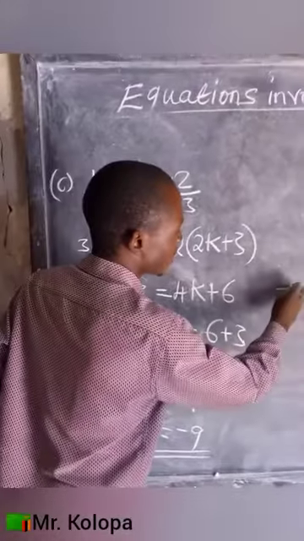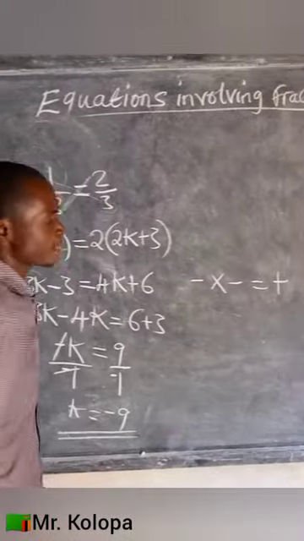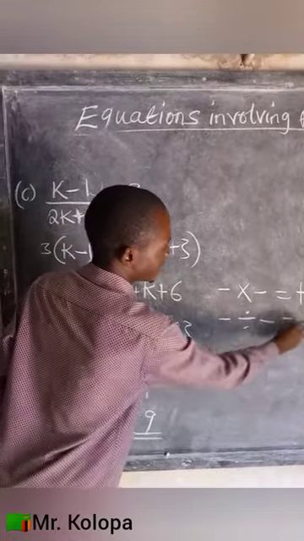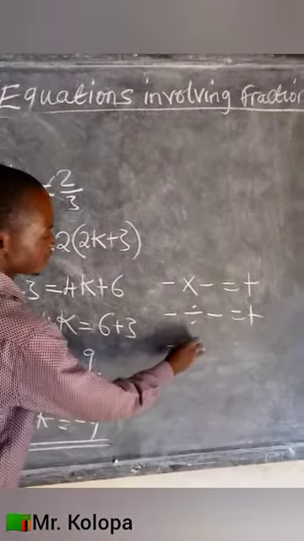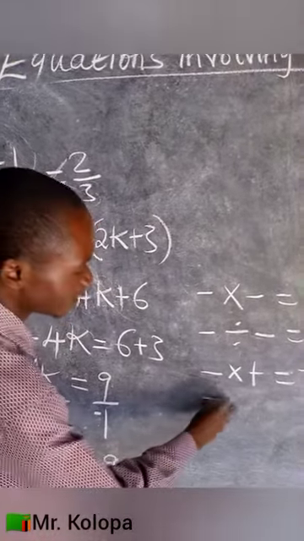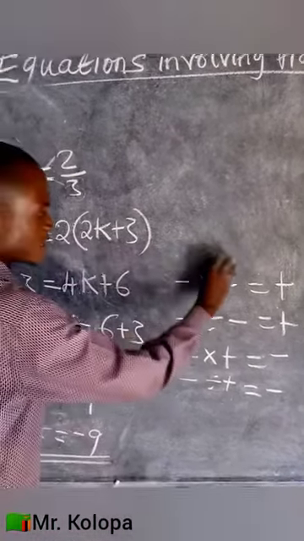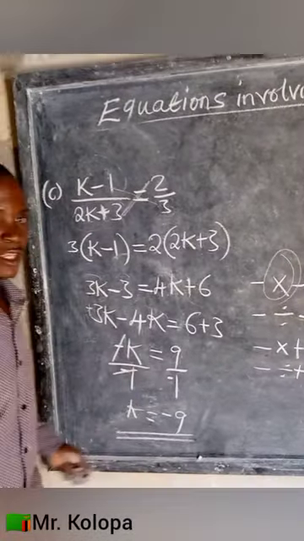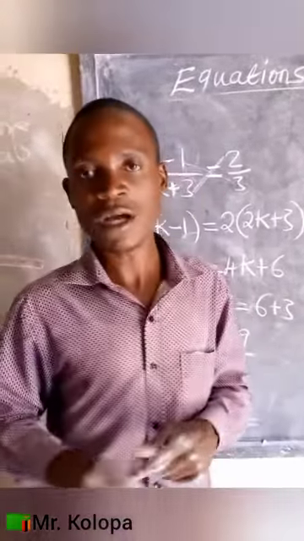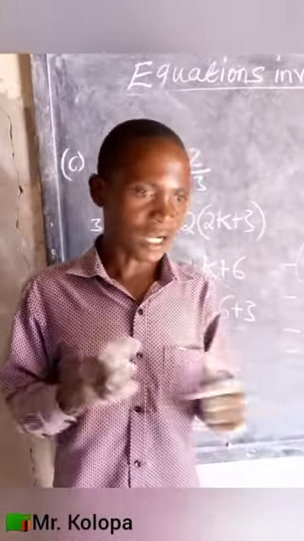So from the concept, negative times negative, the answer is positive. Even when you are dividing a negative number by a negative number, the answer is supposed to be positive. Even a negative number times a positive number, the answer is negative. Then when you are dividing a negative number by a positive number, the answer is supposed to be negative. So the same concept for multiplication is the same here. A positive number divided by a positive number, the answer is positive. So take note of that.